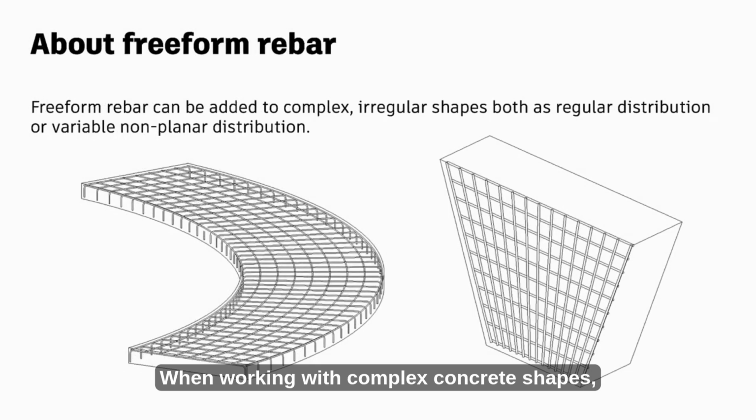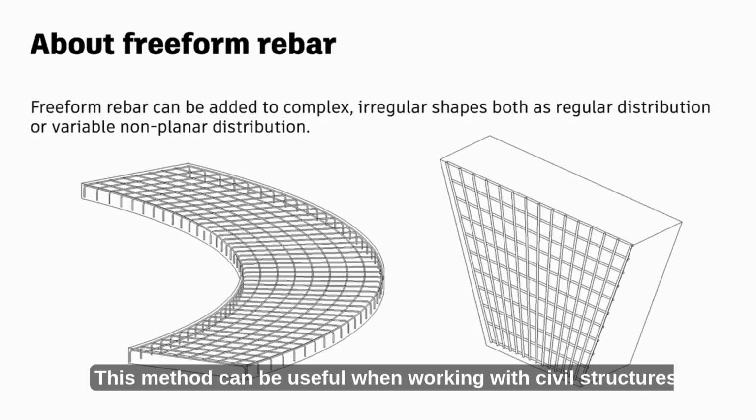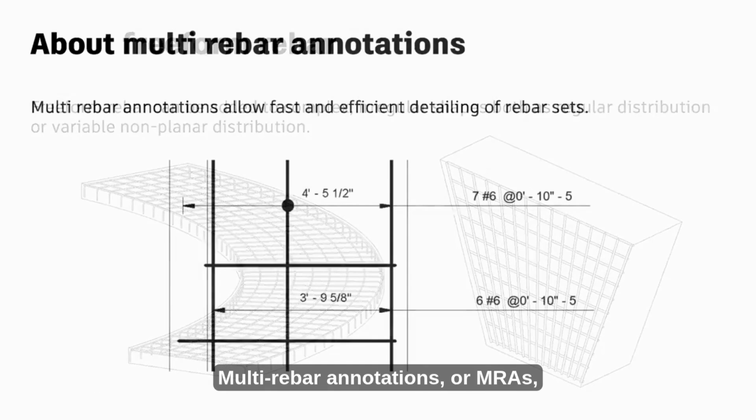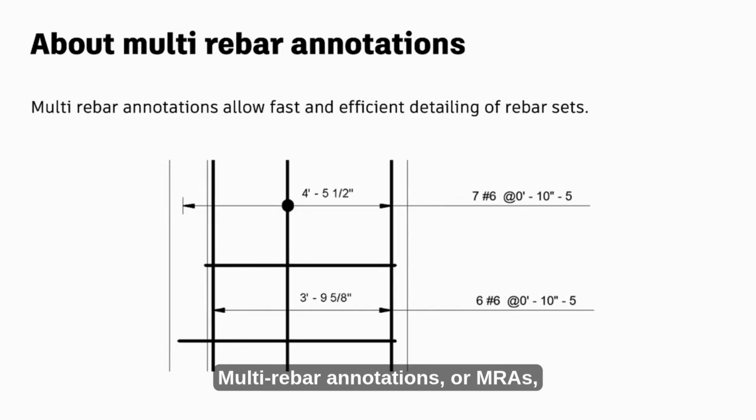When working with complex concrete shapes, freeform rebar can be used to place rebar that follows irregular non-planar surfaces. This method can be useful when working with civil structures such as bridges and tunnels. Multi-Rebar Annotations, or MRAs, are used to detail rebar sets in plan, section and elevation views.